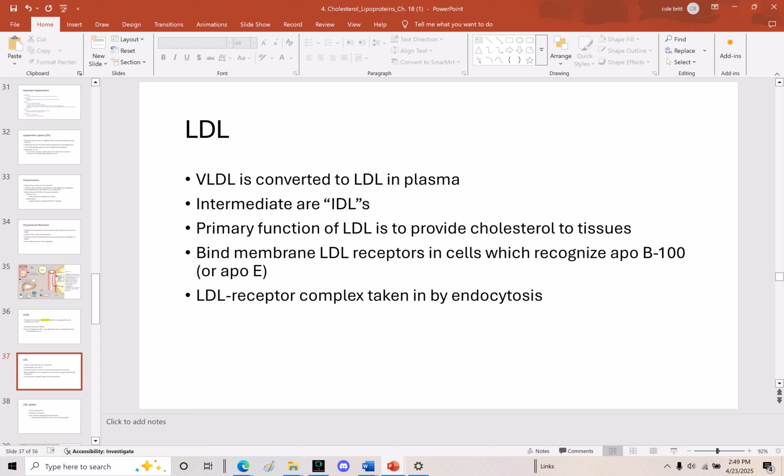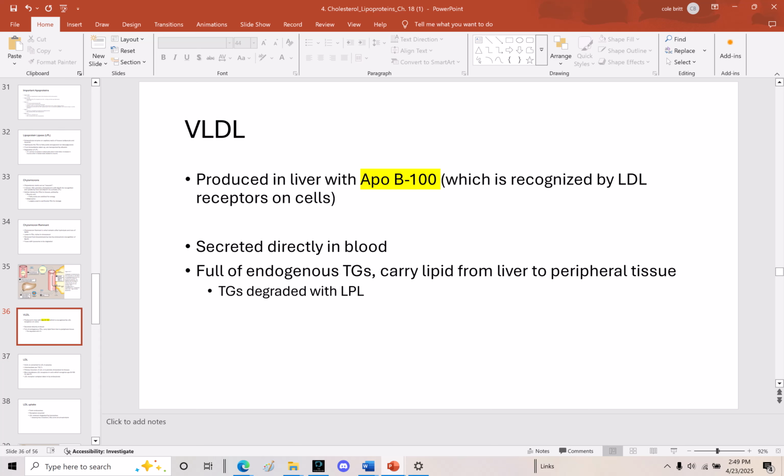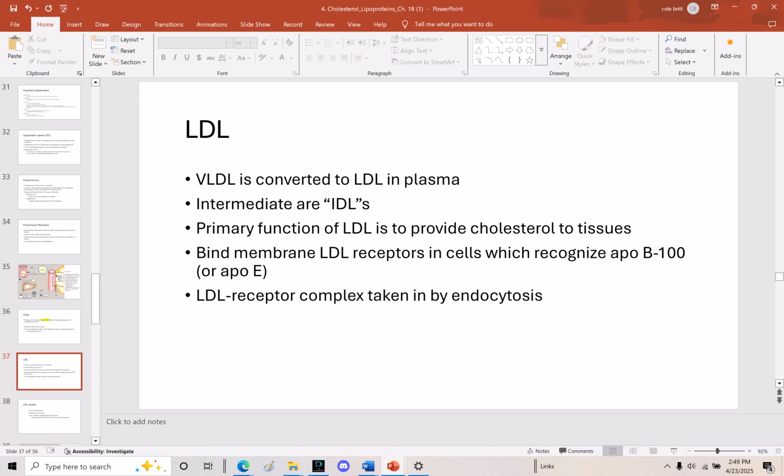And then you have that lipoprotein lipase. It's going to pull out those fatty acids. Lipoprotein lipase, just like with chylomicrons, is going to pull off the fatty acids from the triglycerides in order for the cells to get those fatty acids into the cell. When VLDL drops off its triglycerides, it is eventually converted into LDL in the blood. In the blood, VLDL becomes LDL.